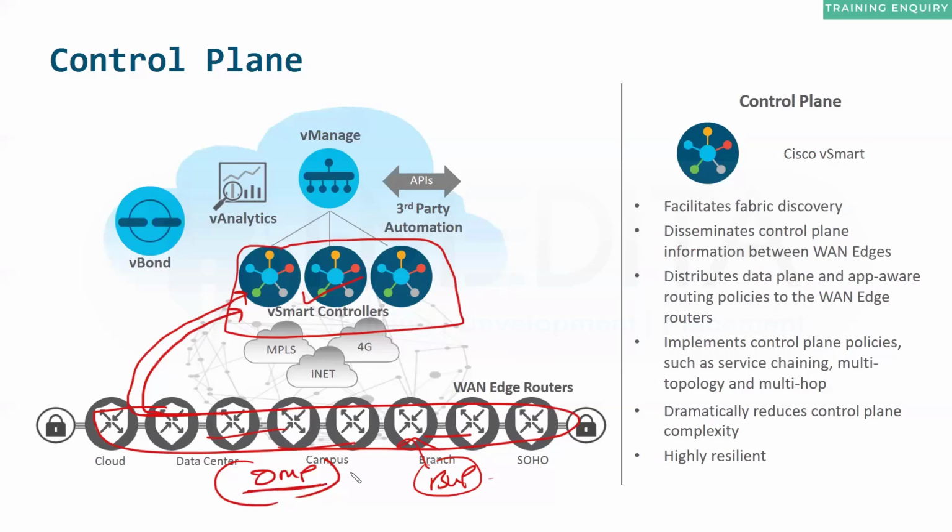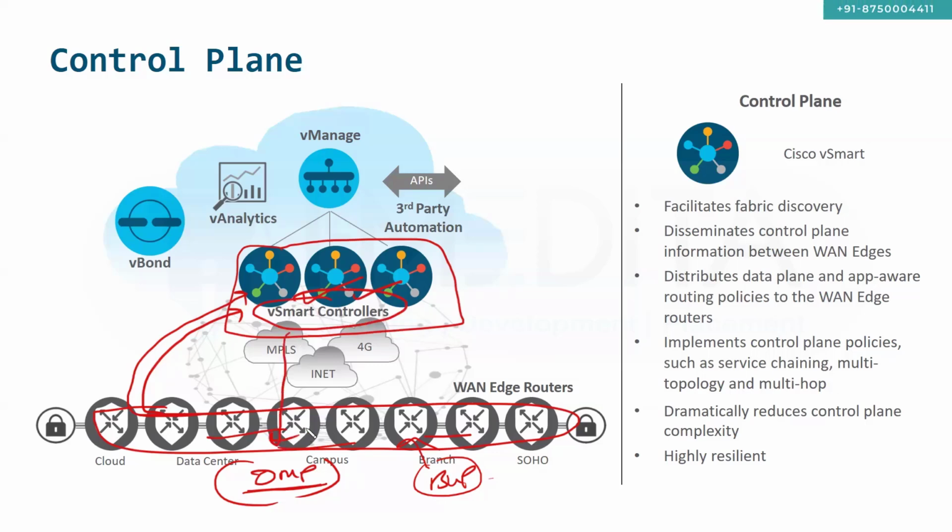There is a protocol called OMP that works in the overlay, right? That helps to exchange routes between the remote sites via the vSmart controller, right? So obviously in that respect, you have got a centralized control plane on the vSmart controllers. vSmart controllers are going to work as a control plane, but with respect to OMP only.